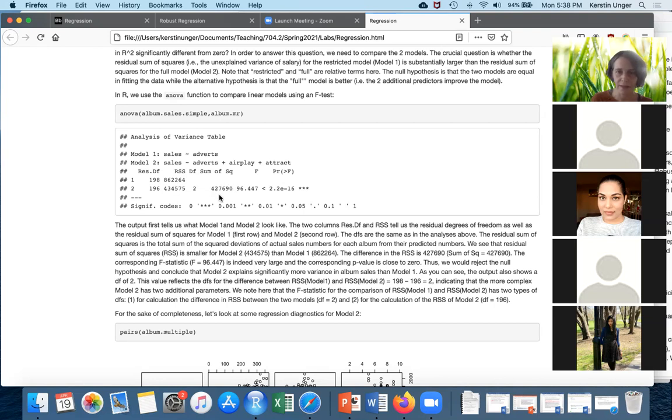And here, under sum of squares, you simply see the difference between the unexplained variability in the first model and the unexplained variability in the second model. And this is your corresponding F statistic. You can see that it's pretty large, and the corresponding p-value is small. It's close to 0, so not surprisingly.